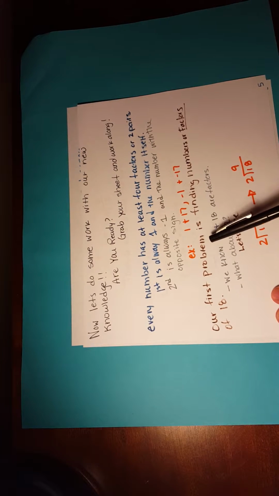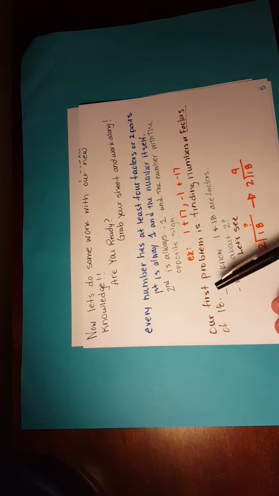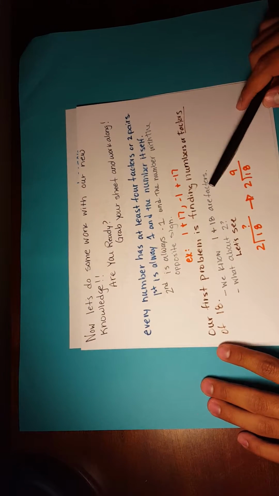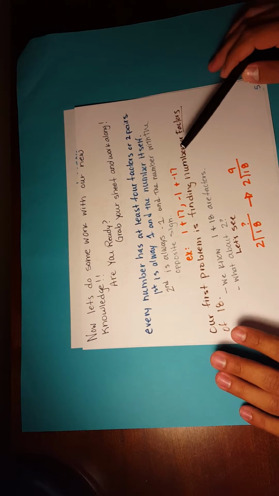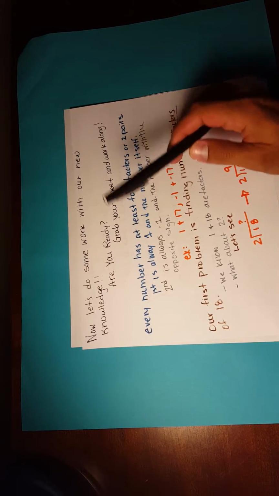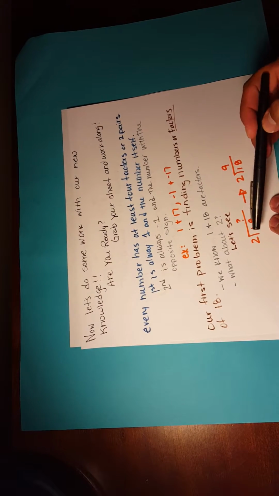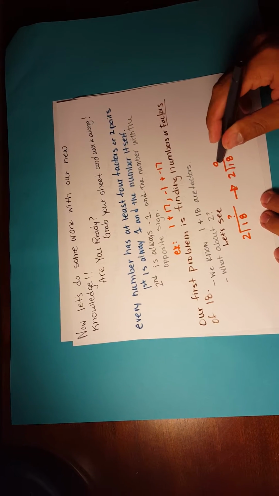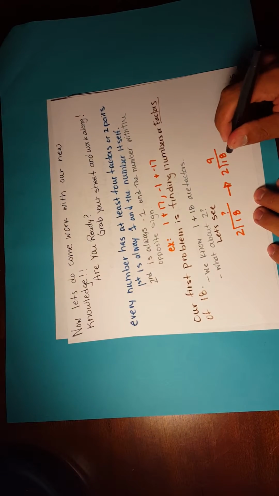Our first problem is finding the factors of 18. Let's do this one together. We know that 1 and 18 are factors, but what about 2? We're going to try it out and see what works. So 18 divided by 2 gives us 9. So 2 and 9 would be factors of 18.